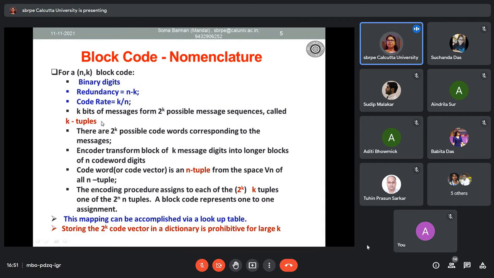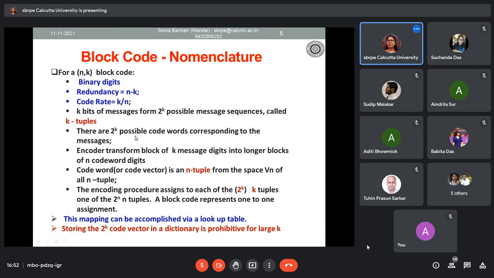So k bits of message form 2 to the power k possible message sequences, called k-tuples. As in a packet there are k message bits, obviously 2 to the power k message sequences will be generated, called the k-tuple. So there are 2 to the power k possible code words corresponding to the k message bits. Each packet has k message bits.